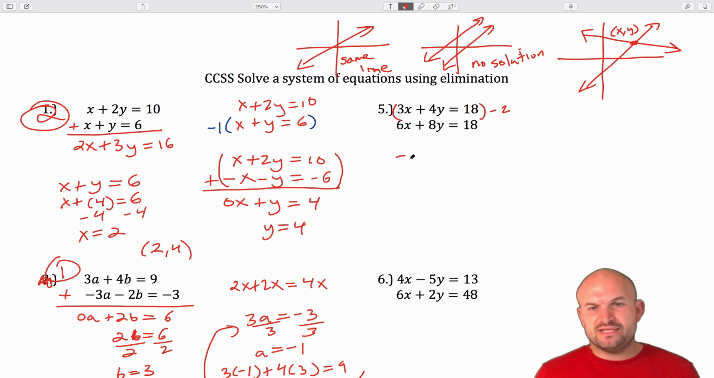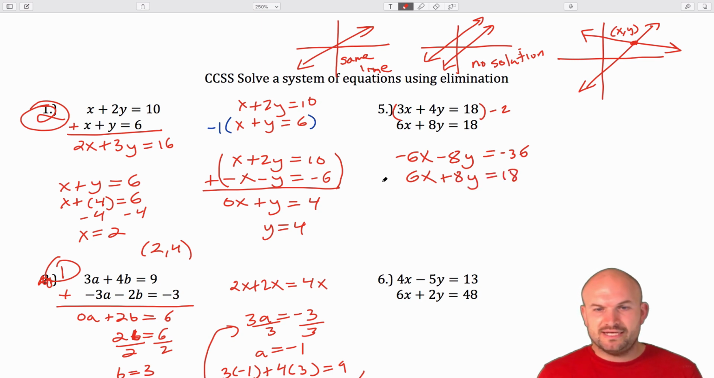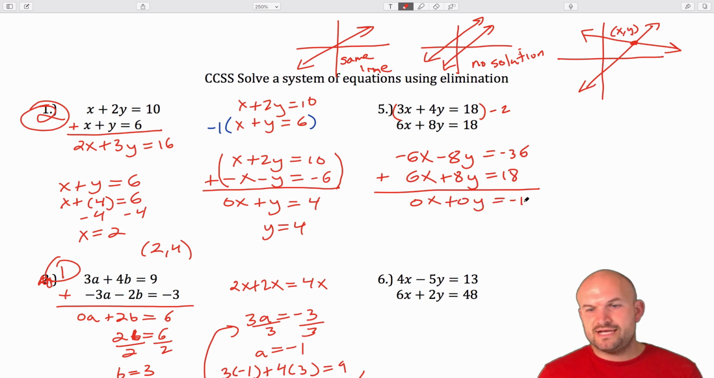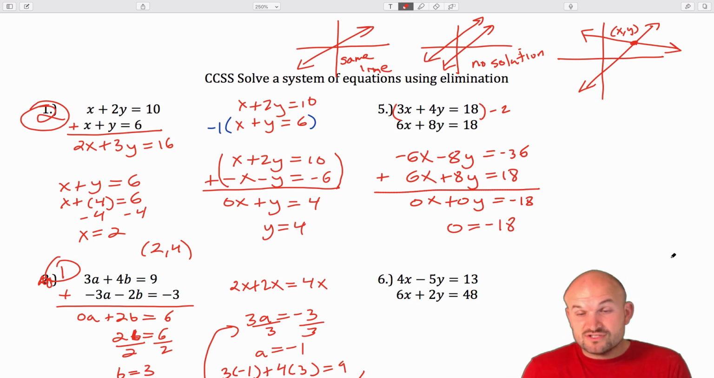When doing that, I get negative 6x minus 8y is equal to negative 36. That becomes a positive 6x plus 8y equals 18. And now when I subtract them, I get 0x plus 0y is equal to negative 18. So 0 is equal to negative 18, which is false. 0 is never equal to negative 18. So that tells us something that's different.